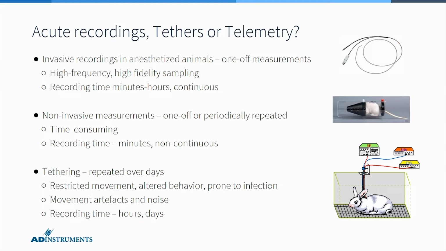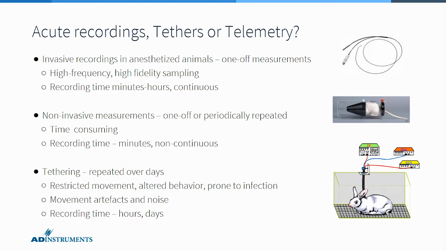The final example that's not telemetry that I'm going to give today is the example of tethering. These are chronic experiments where you might implant your electrode or your blood pressure catheter in the animal and then externalize it at the shoulder blades often, and then connect it via a tether to an external transducer or amplifier.